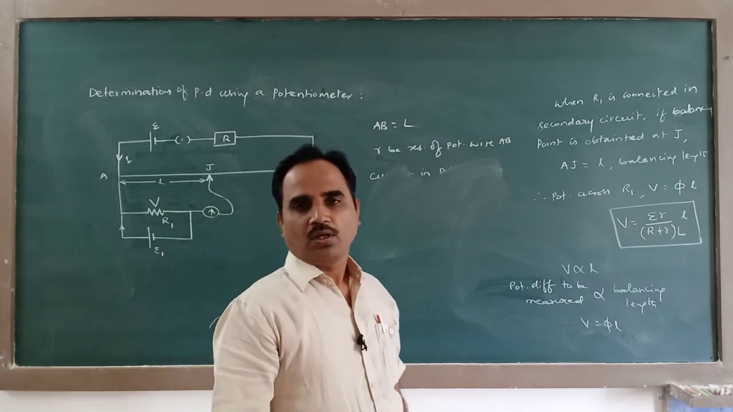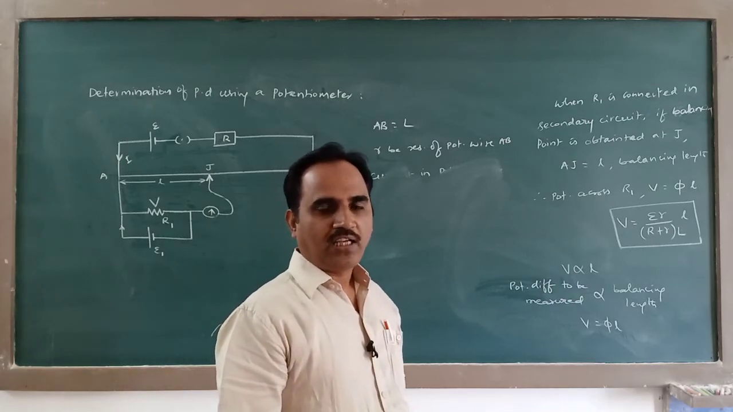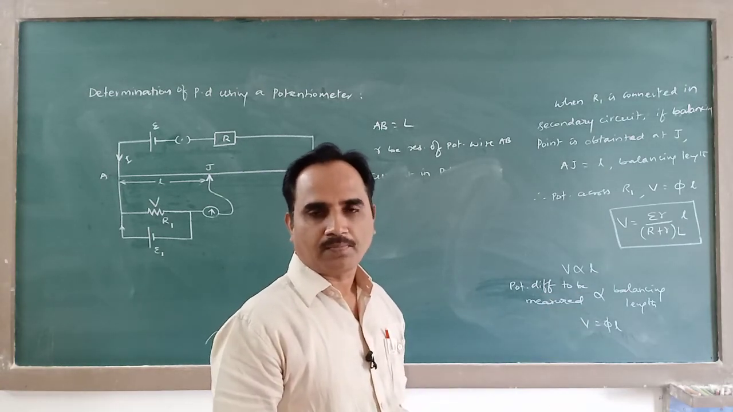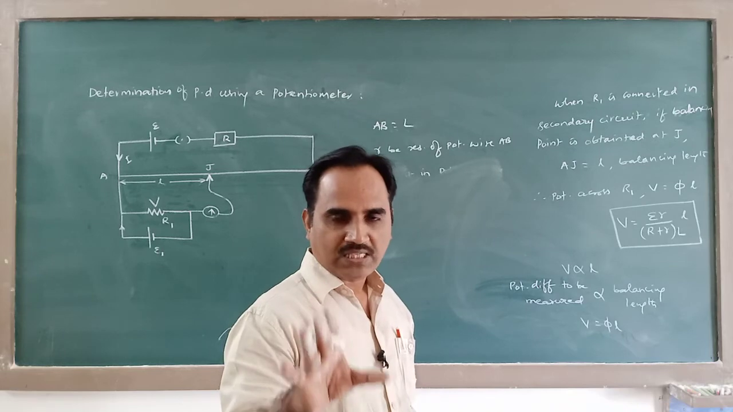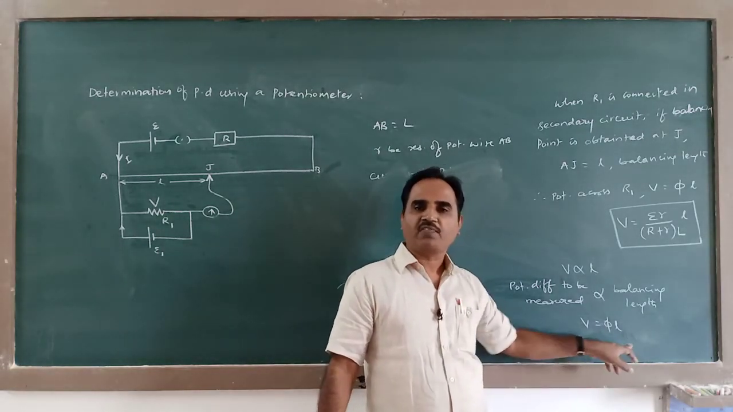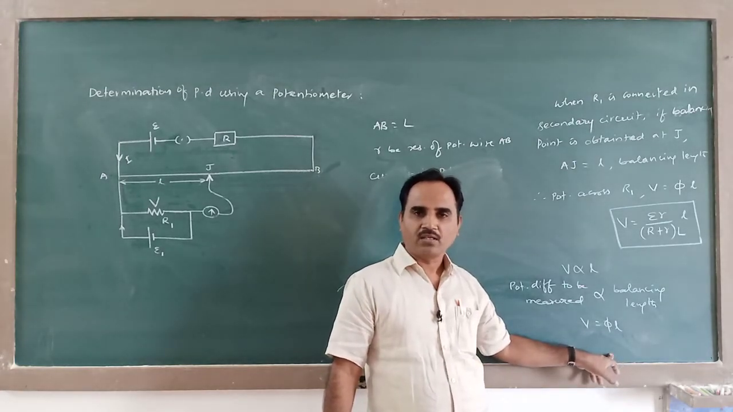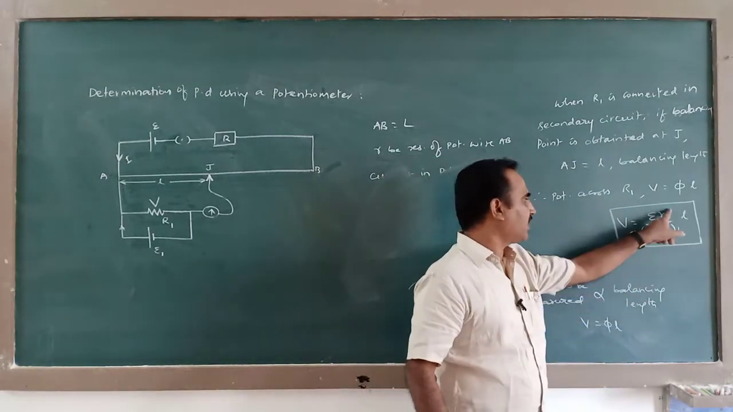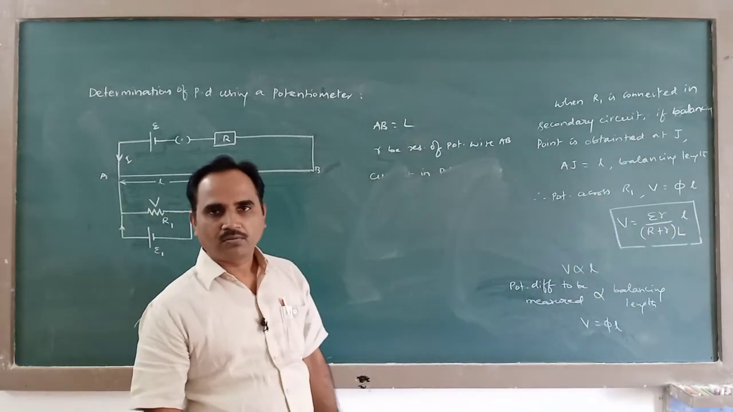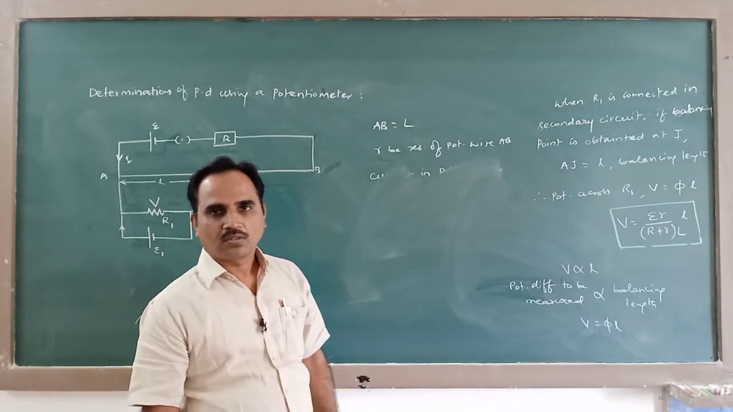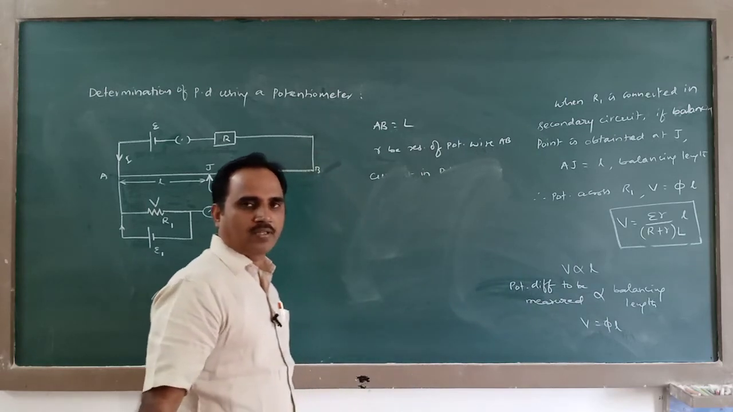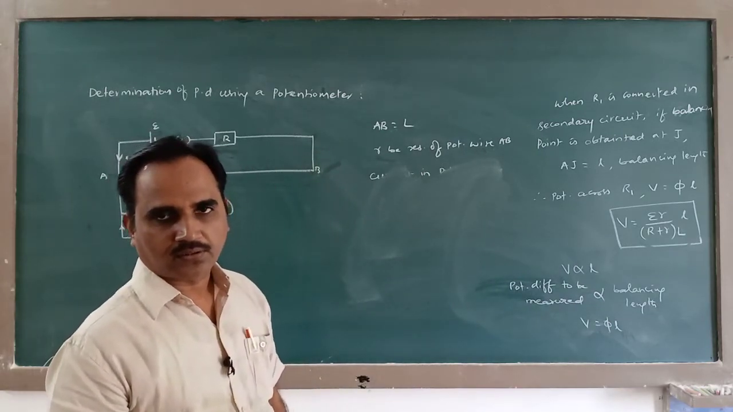So, in JEE Mains or NEET examinations, sometimes there will be problems based on this potentiometer. Wherever you come across a problem in potentiometer, remember this equation: V is equal to phi L, where phi stands for potential gradient. This potential gradient is given by this relation, ER by (R plus r) into L. By remembering these points, you can easily solve any type of problem given in competitive examinations.